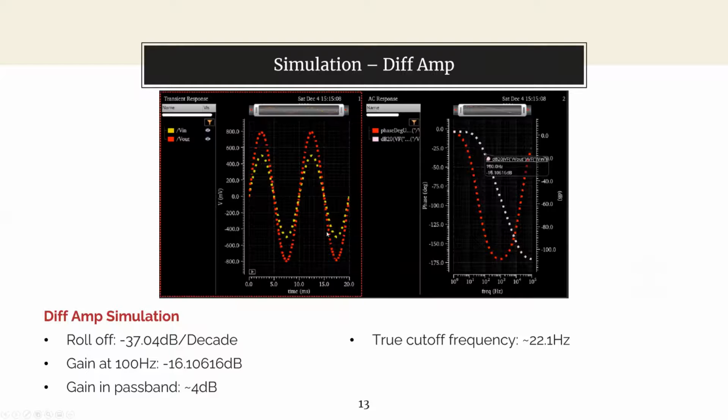And here's the response of the filter using the diff amp. You can see the pass band is relatively flat and the roll off is nearly 40 dB per decade at about negative 37 dB per decade. But the cutoff frequency is quite off at 22.1 hertz.